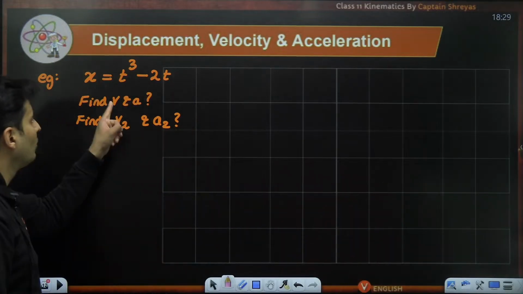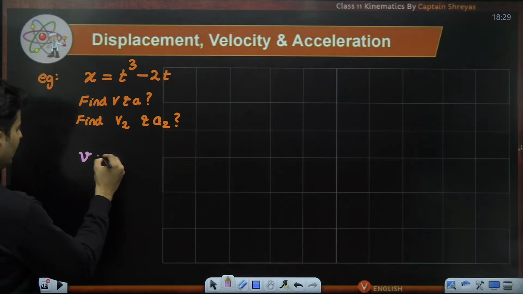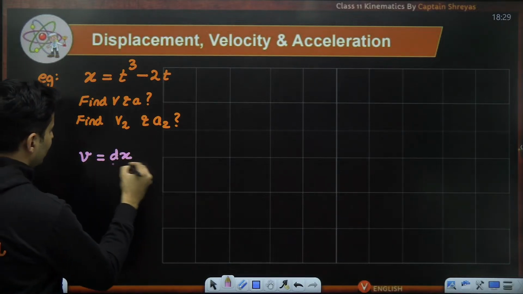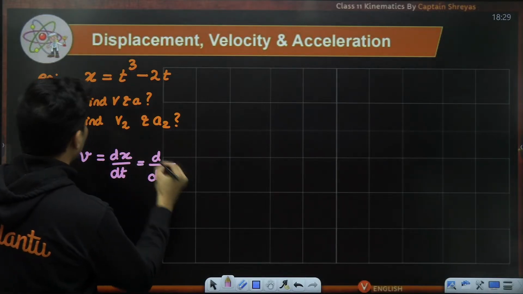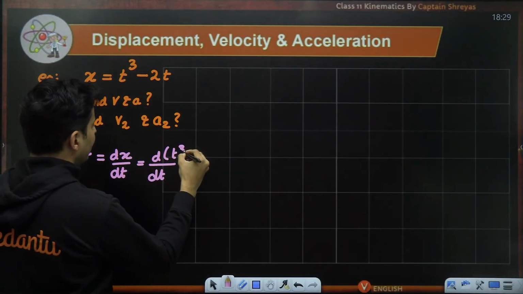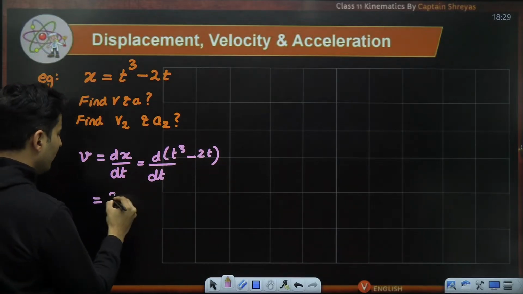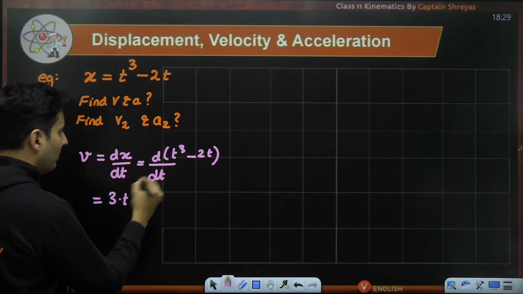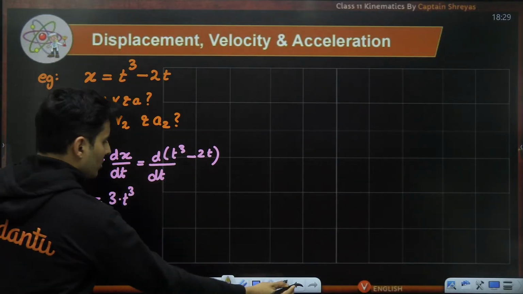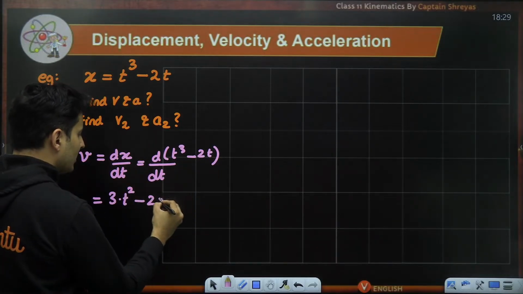If you want to find velocity from position, we need to do derivatives. So velocity will be the derivative, that means dx by dt, of this guy, which is t cube minus 2t. Think logically: for the derivative of t cube, use the x raised to n formula, n will come outside and the power will reduce by 1. So 3 will become 2, minus 2, since the derivative of t is just 1.